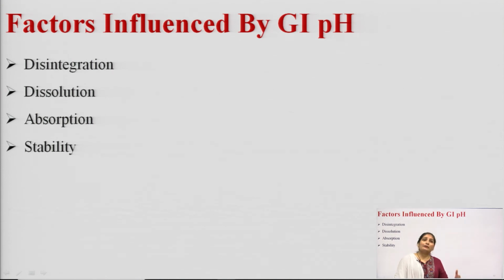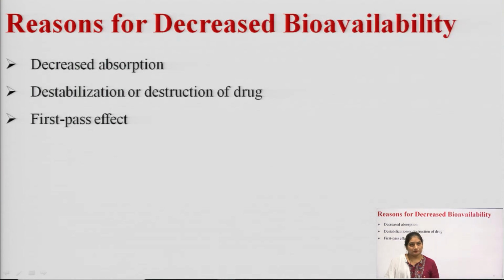Okay. And sometimes gastric pH is also affecting the parameters: disintegration, dissolution, absorption and stability. Because of the GI pH, sometimes disintegration can be delayed. If disintegration is delayed, the dissolution will be delayed and the absorption will ultimately be delayed. And because of the GI pH, sometimes drugs can get degraded. Due to that, the drug absorption can also be affected.